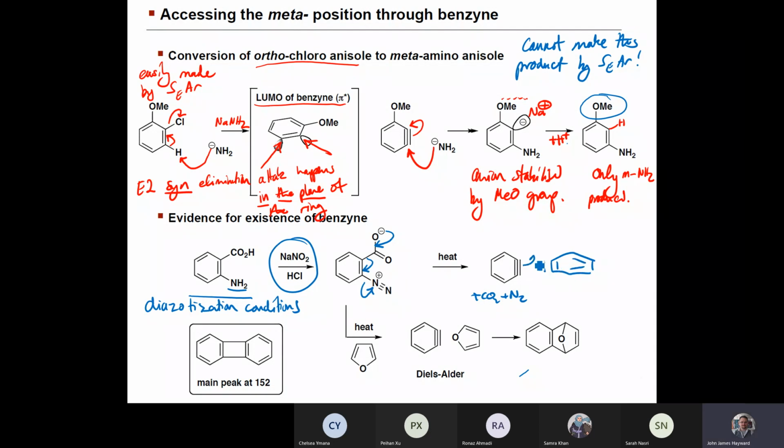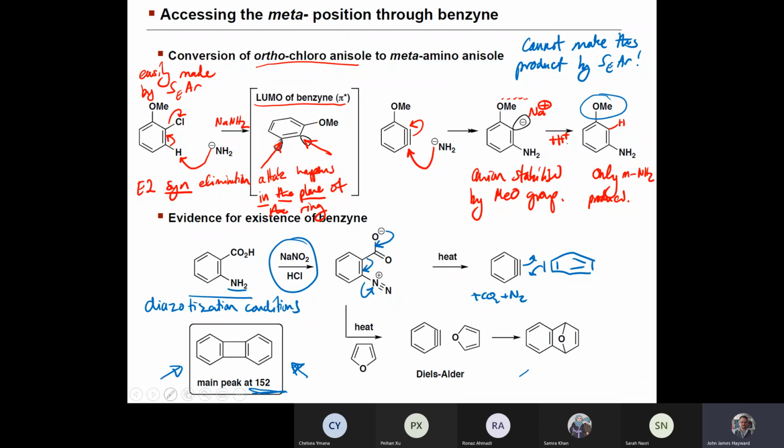Okay, you get a 2+2 reaction, and that gives you this product here. And so if you do this reaction, let it warm up, and then you take a sample and throw it into the mass spec, this is what you see as the main peak at 152 units.